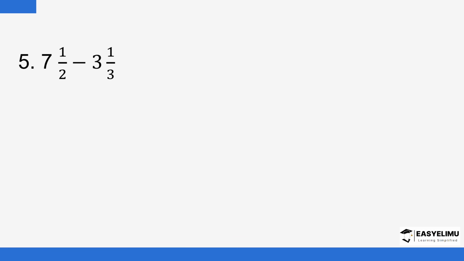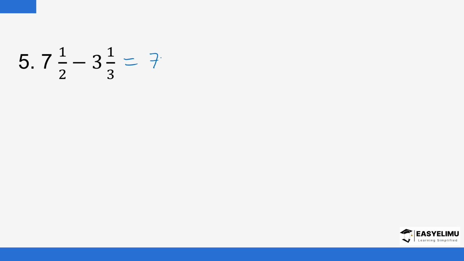So we have number 5 here. What you're going to do is you subtract the whole numbers, and then you also subtract the fractions, and then you add the two. So that is the first alternative. Remember, I'll give you two methods: using the LCM and then cross multiplication. So we subtract the whole numbers first, then we subtract the fractions, and then we add the two results.